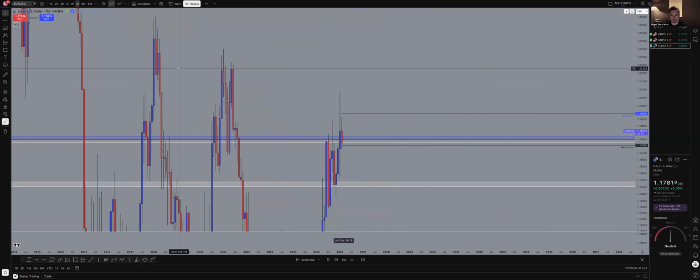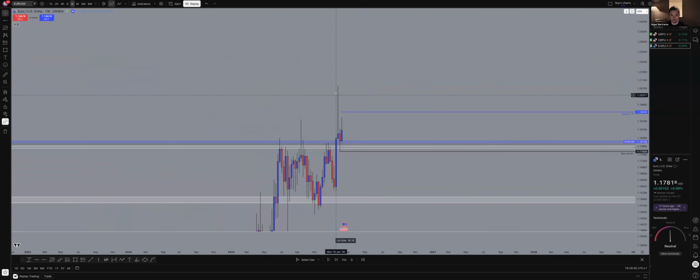Euro, US dollar. On the monthly, we had a break of these highs, and we received a retest. So my monthly bias was long until at least these highs over here. If I go to the weekly, I can see the rejection over here, but after that bulls kicked in again.